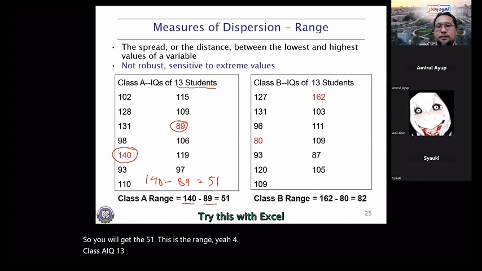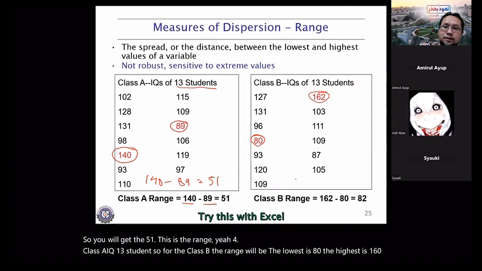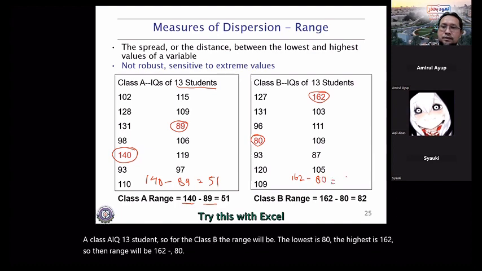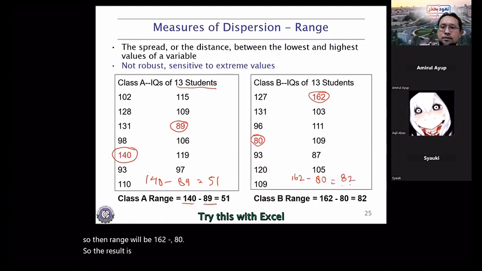For class B, the lowest is 80 and the highest is 162. So the range will be 162 minus 80, and the result is 82. So this is the range for class A, and this is the range for class B. It is easy to get the range. Any question, any comment until this part?